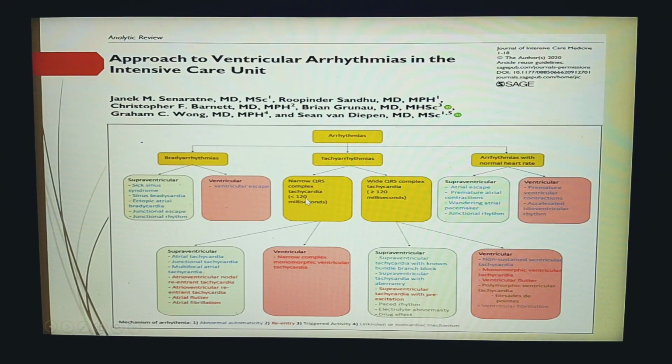The challenging one is narrow complex tachycardia. Many conditions of the heart may cause narrow complex tachycardia, from normal variant, especially sinus tachycardia, to supraventricular tachycardia, or maybe WPW syndrome, or others, especially multifocal atrial tachycardia or atrial tachycardia, may cause the tachyarrhythmia.